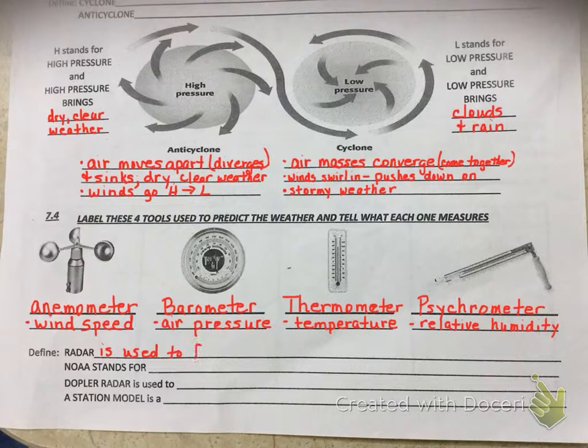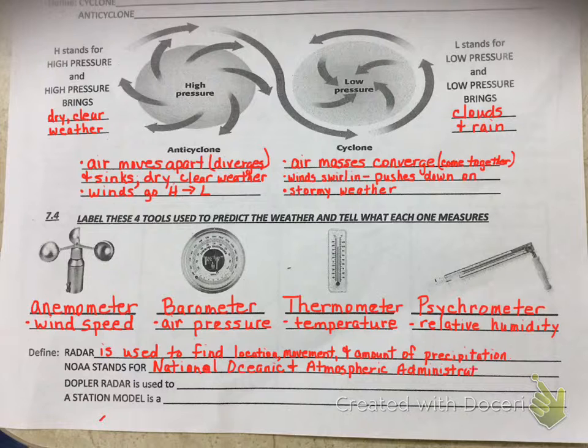At the bottom, we have radar, which is used to find location, movement, and amount of precipitation. NOAA stands for National Oceanic and Atmospheric Administration. Now, you will hear this a lot throughout the course of the year, and if you listen to weather forecast, especially when it comes to hurricanes and things like that, you will hear NOAA mentioned.